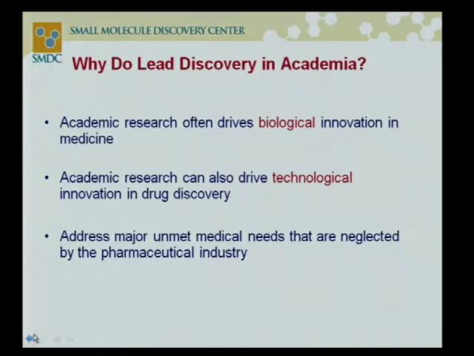Okay, and finally, the main topic of today's symposium is that we, as an academic institution, can address major medical unmet needs that are neglected by the pharmaceutical industry. These fall largely into two camps: diseases that lots and lots of poor people get, or that not very many people get in developed countries. So childhood cancers, more unusual cancers, neurodegenerative diseases, and then the neglected third world diseases that we're talking about today. So you'll see that a lot of our projects fall into those camps.